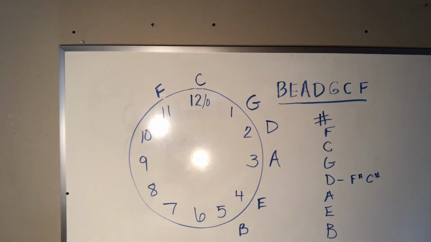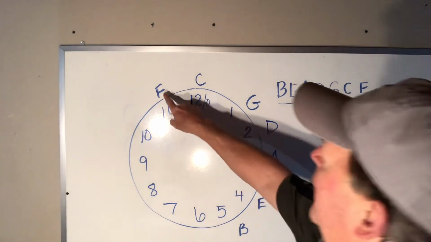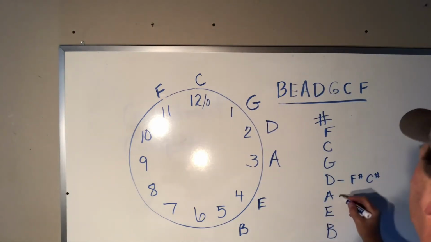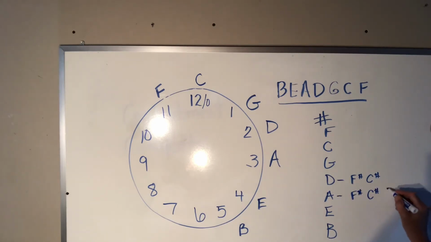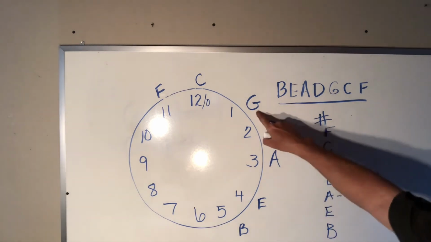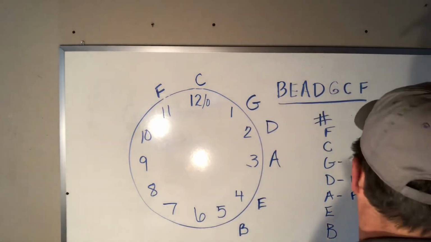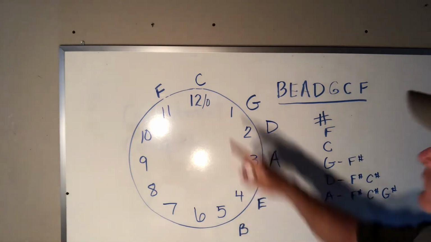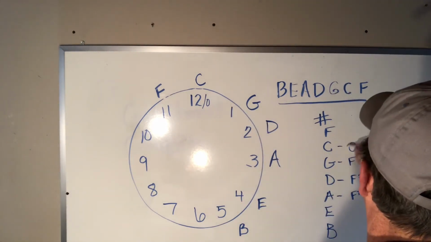The key of A has 3 sharps, and that's going to be F, C, and G. So the key of A has 3 sharps, and it's going to be an F, C, and a G. The key of G has 1 sharp, and that's going to be an F. F sharp. The key of C has no sharps.